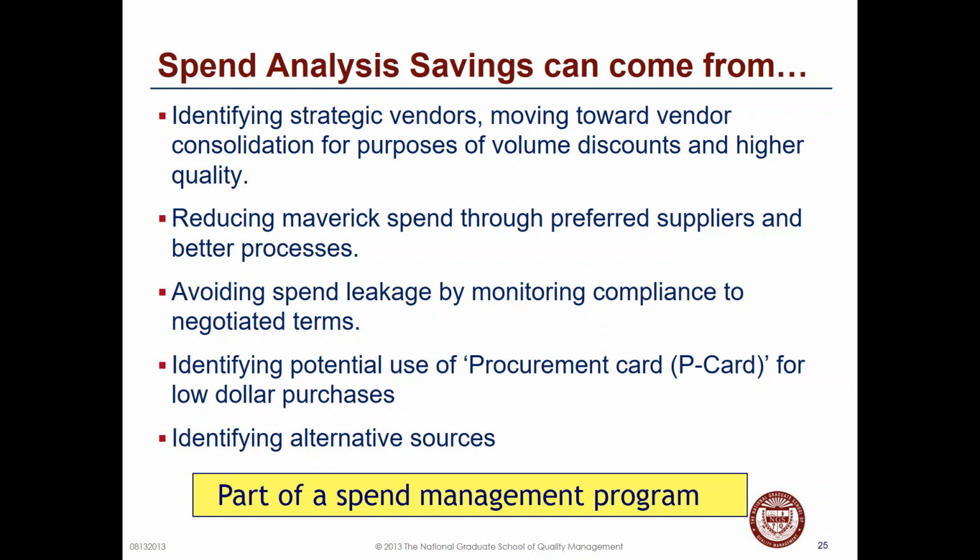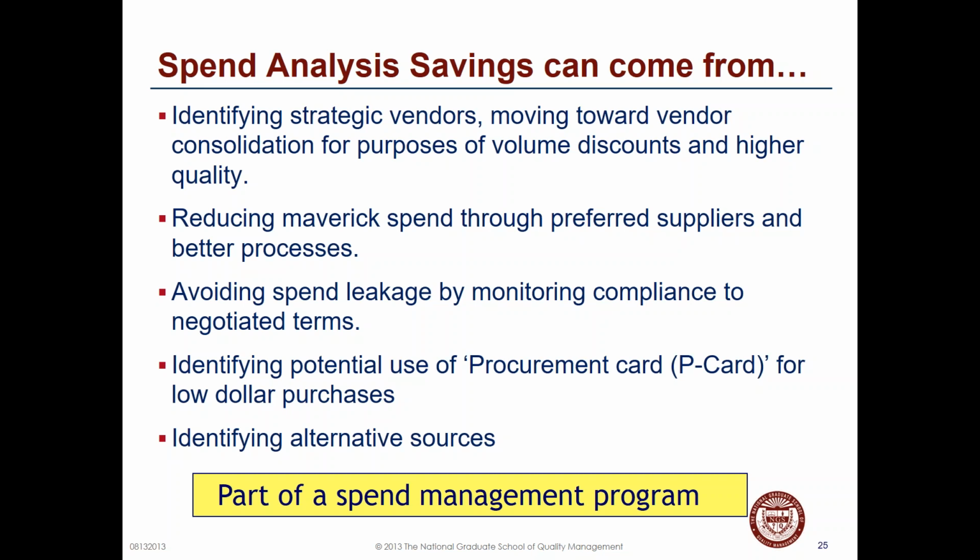And then avoid that spend leakage by monitoring compliance to your negotiated terms. A lot of folks don't do that. That's called a supplier management process. You sign a contract with a supplier for parts at a specific time, at a specific cost, at a specific capacity. Hold them to that. You sign a contract with them, and what happens is, when we're looking at lower dollar items, a lot of folks don't manage that. Manage the entire thing. That helps.